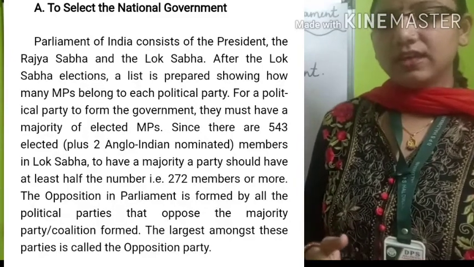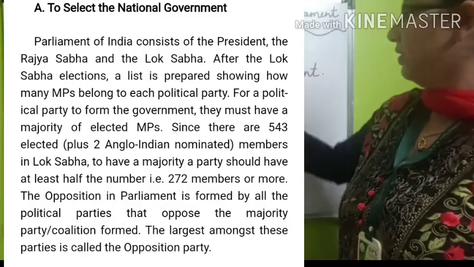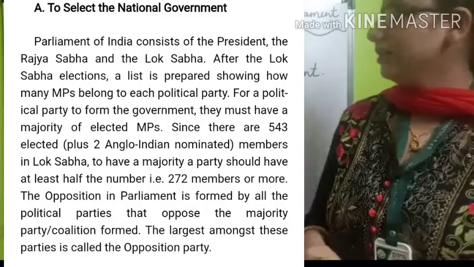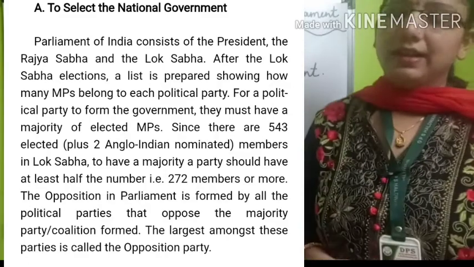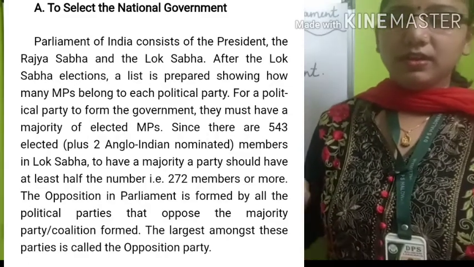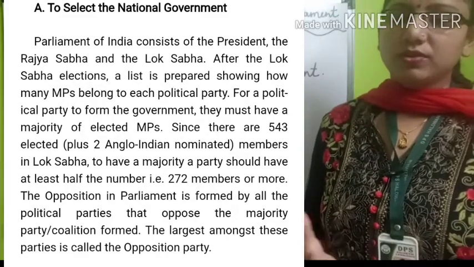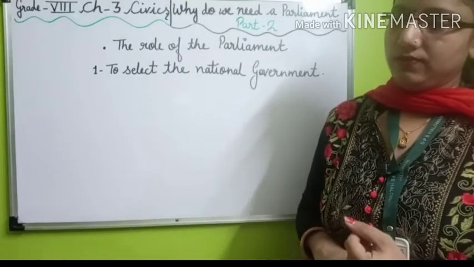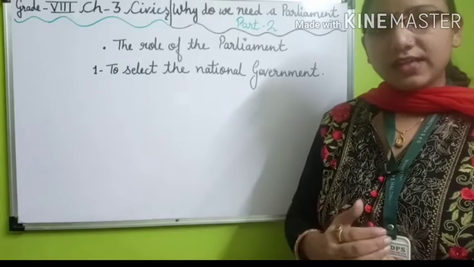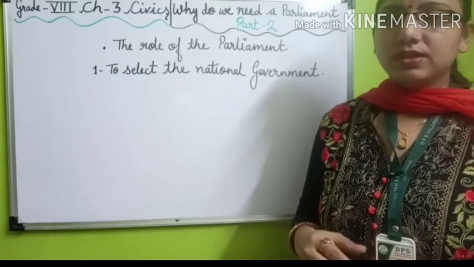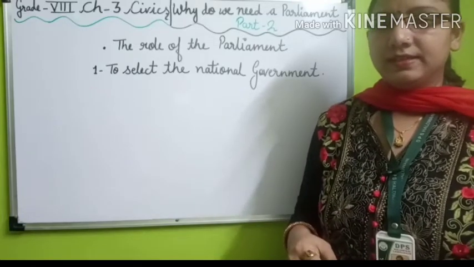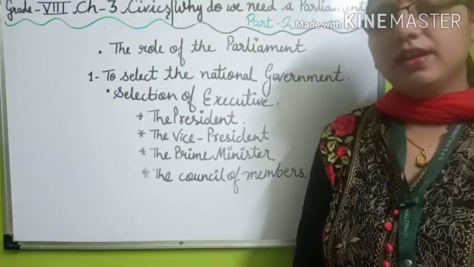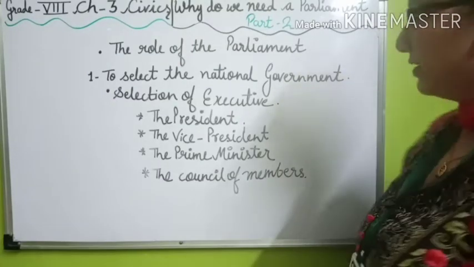So many things are there which have to be done by the national government after getting selected as the union government. So what are the things which are done in the role of the parliament? Let's see. First of all, you know that the most important work of parliament is to select the executive. What is the executive and what is the procedure? Let's see.